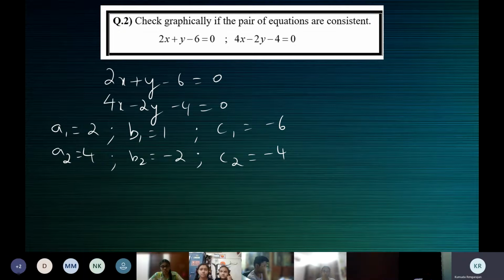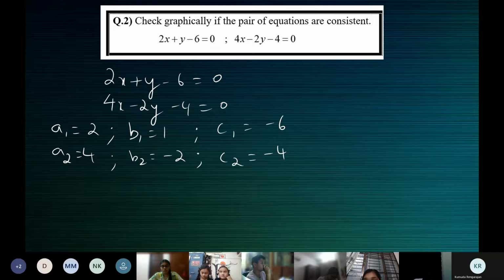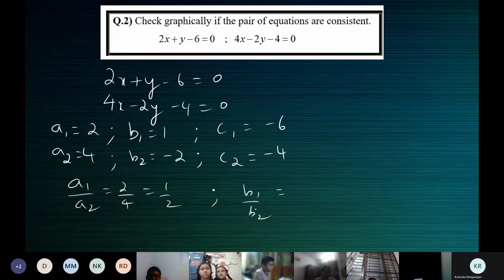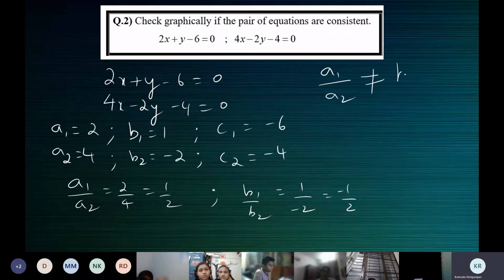You must have all the terms on the same side and then get the values of A1, B1, C1, A2, B2, C2. Now what is A1 by A2? 2 by 4, which is 1 by 2. What is B1 by B2? 1 by minus 2, or minus 1 by 2. Clearly A1 by A2 is not equal to B1 by B2. So they have a unique solution.